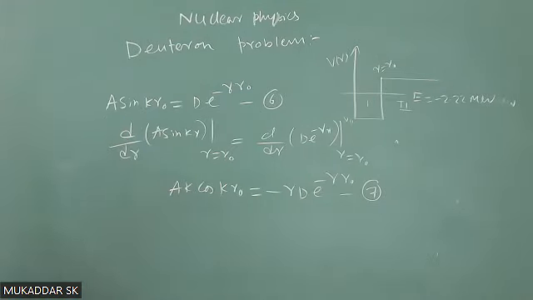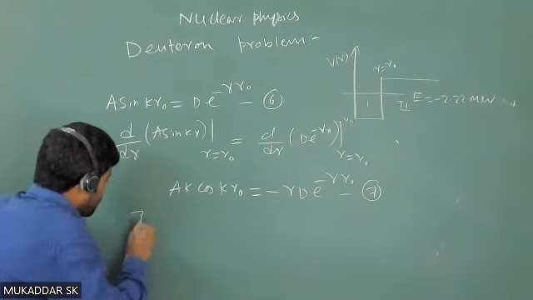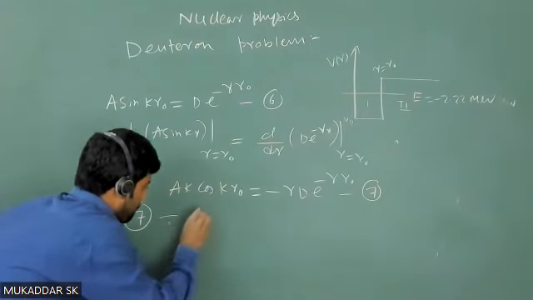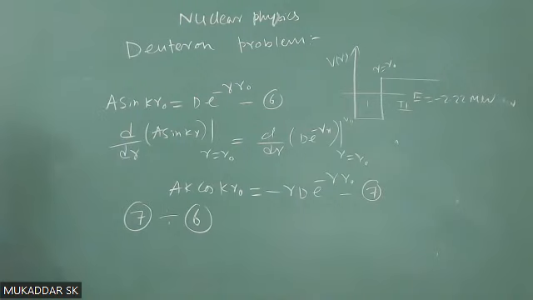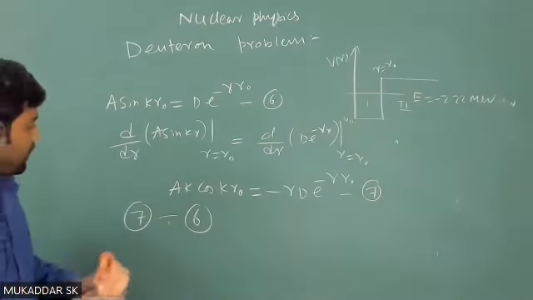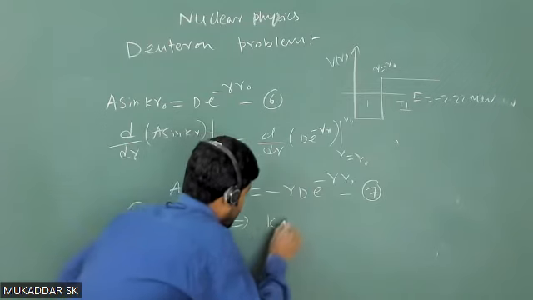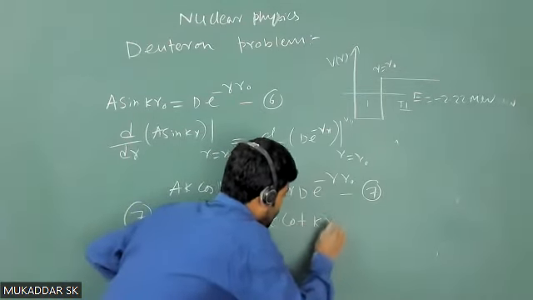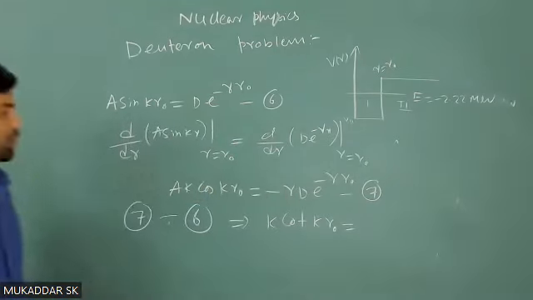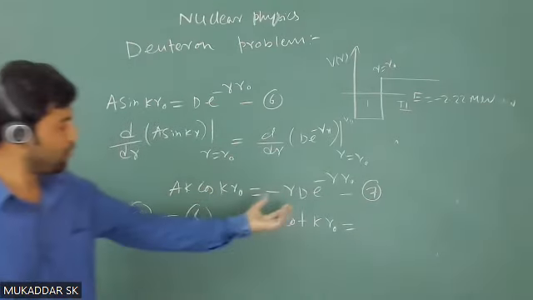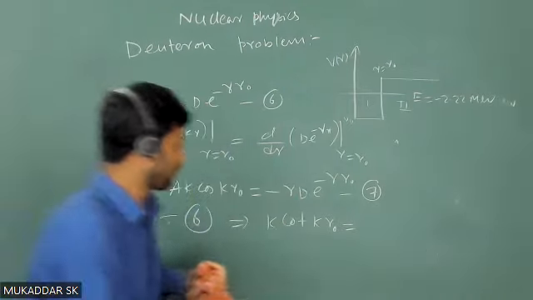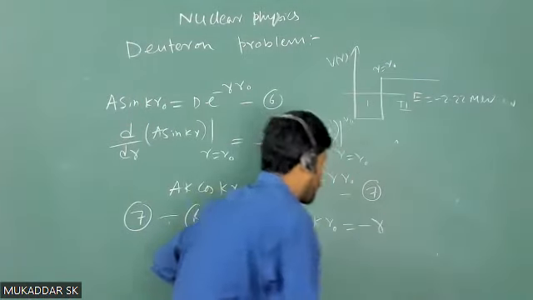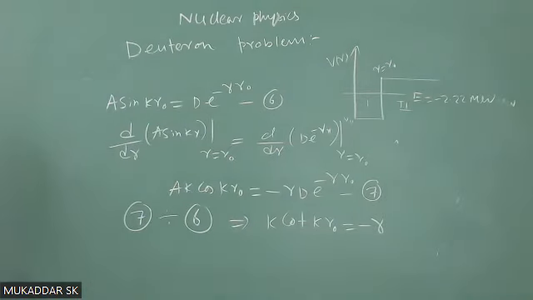Now if I divide equation 7 by 6, then on the left hand side this A will be cancelled and you will get K cot K R naught. That should be equal to how much? On the right hand side, this factor will be gone, and you only get minus gamma. Right?